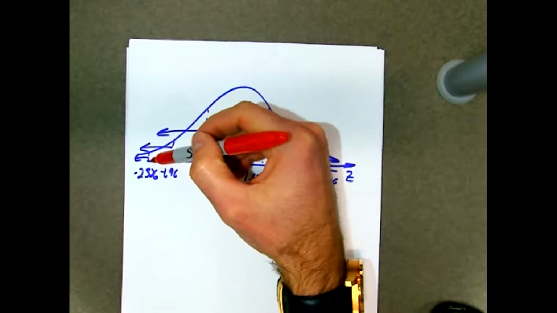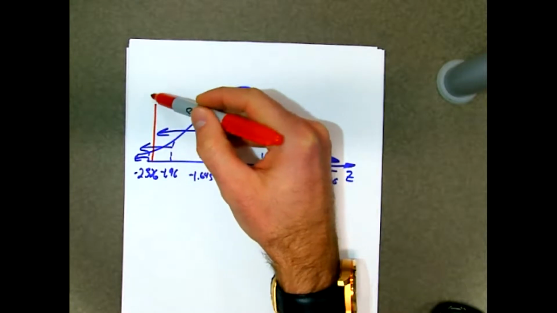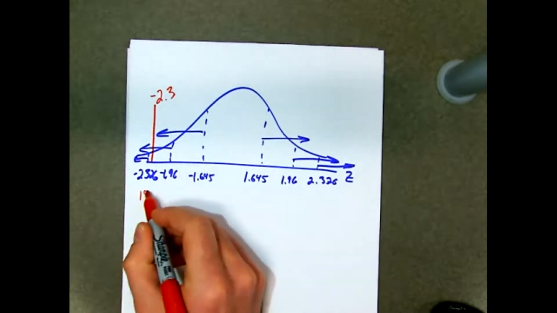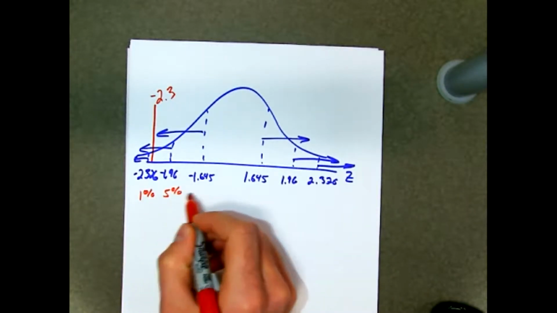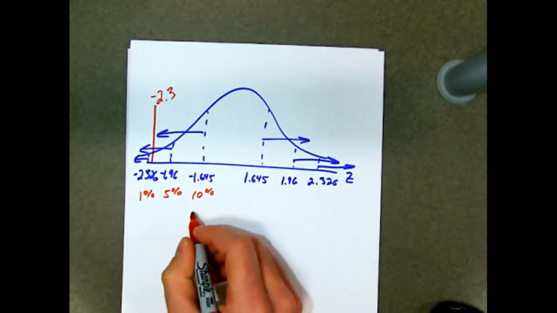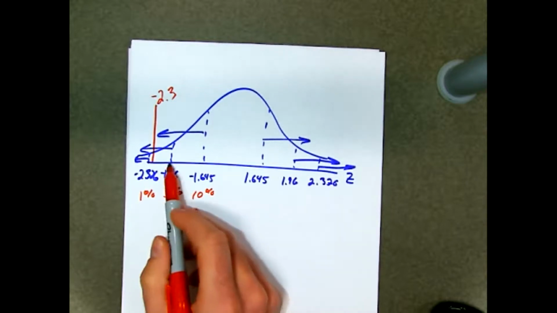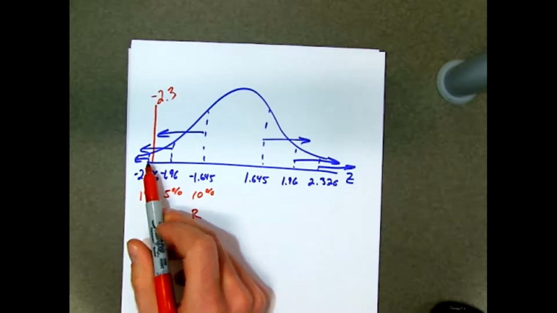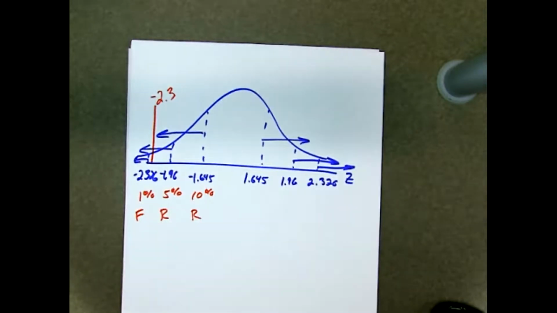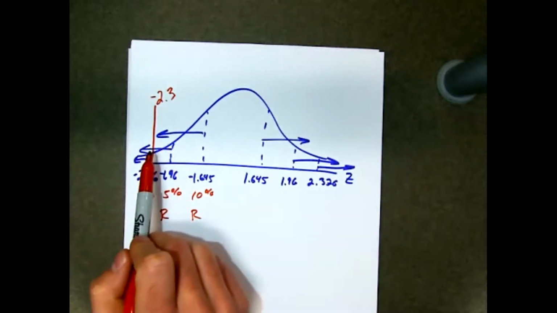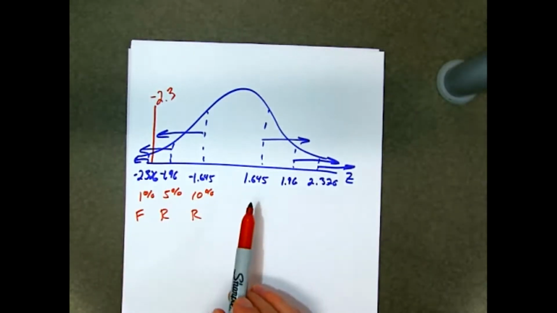So negative 2.3 is just inside that critical value for the 1% level. Here, we're in the rejection region at the 10% level, so we reject. We're in the rejection region at the 5% level, so we reject. We're just barely outside the rejection region at the 1% level, so we would say we failed to reject at that 1% significance level. So all you're doing with the critical value approach is plotting your test statistic against your critical values.